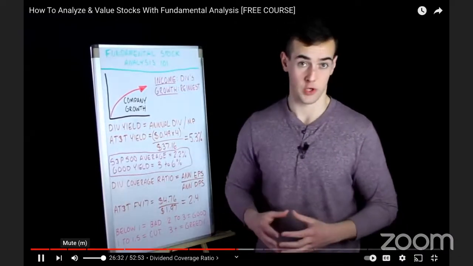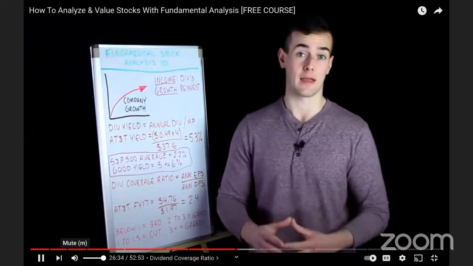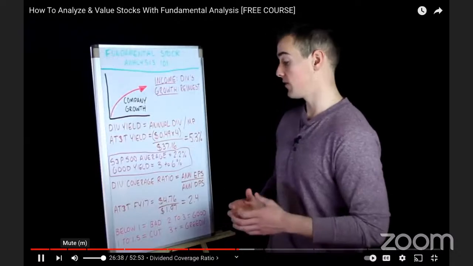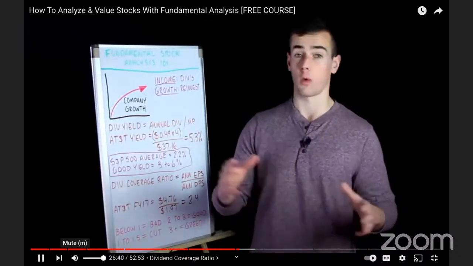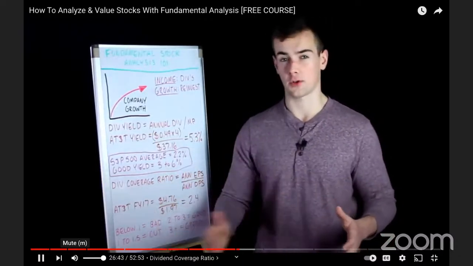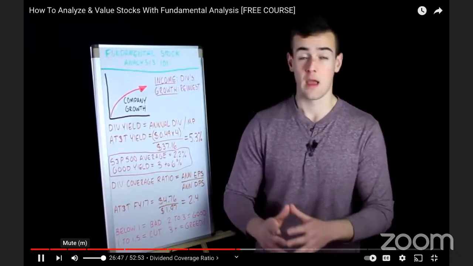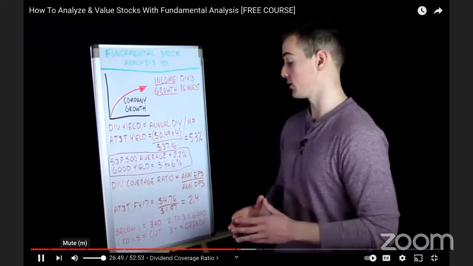That was the case with General Electric, and as a result, that is very bad. That means they are likely going to have to restructure or cut that dividend. Now, if the dividend coverage ratio is between a 1 to a 1.5, they don't have great coverage of that dividend, and they will likely be cutting it or restructuring it in the future.